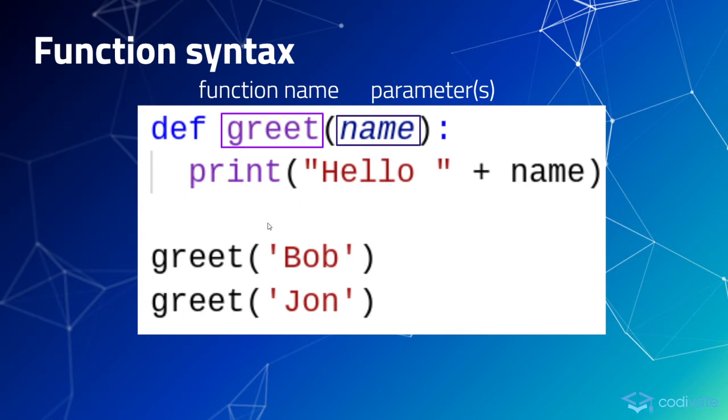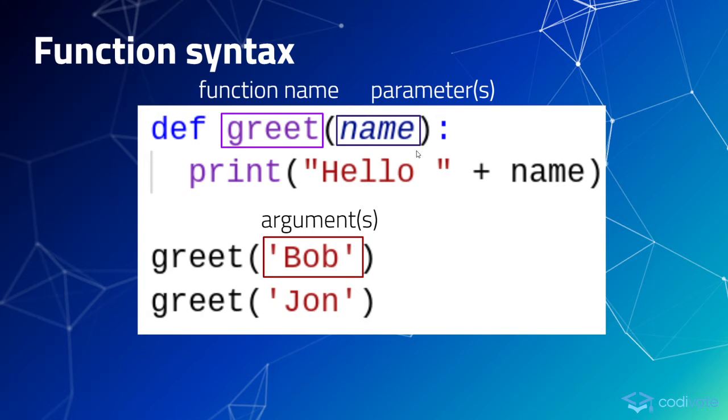If we wanted to call the function, all we need to do is write the function name on a new line in Python, put our parentheses, and then inside the parentheses, put our arguments. And these arguments are what we actually put in the place for the parameters.